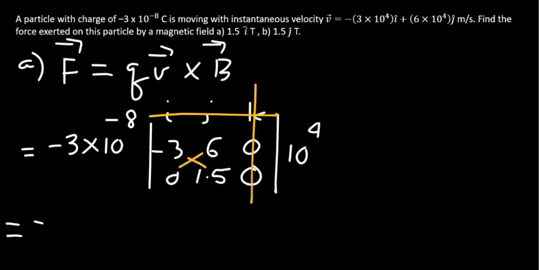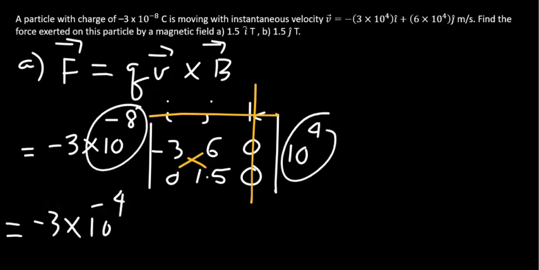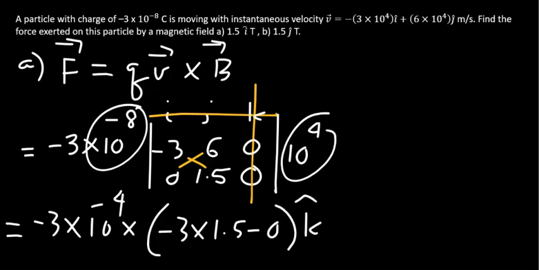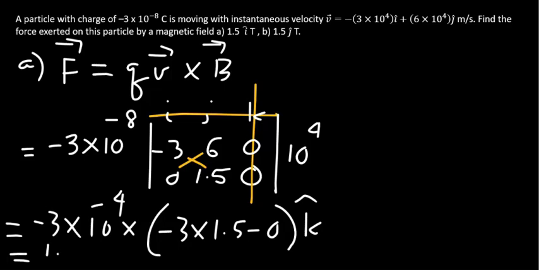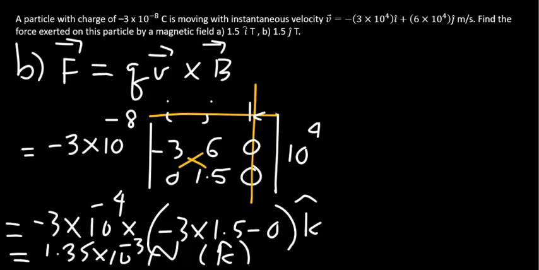So the force is minus 3 times 10 to the power minus 4, that is this times that, times minus 3 times 1.5 minus 0 k hat. Doing the calculation, you will get the answer to be 1.35 times 10 to the power minus 3 newtons in the direction of positive z-axis. And that solves the problem. So this is the answer to part B.